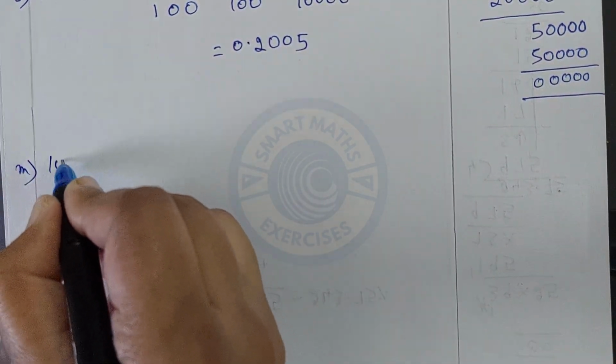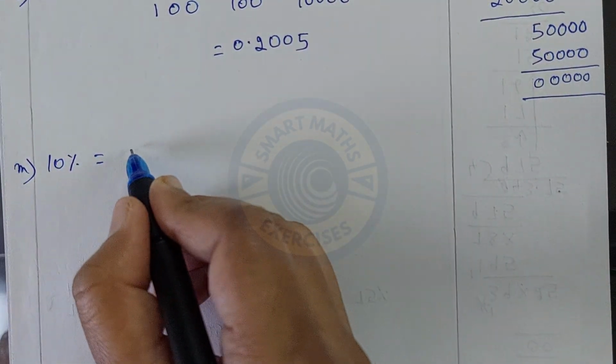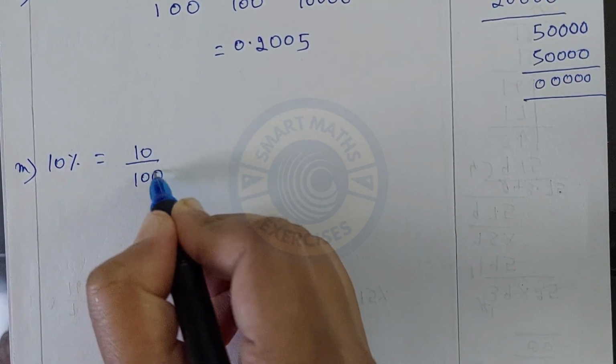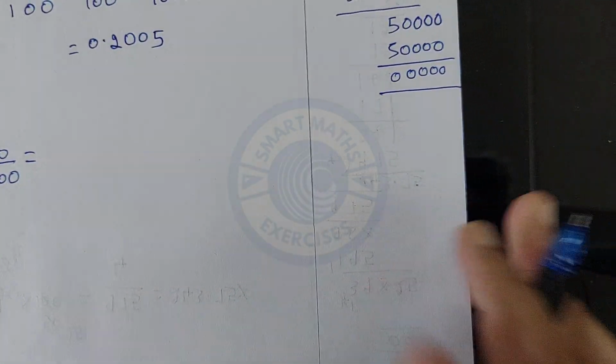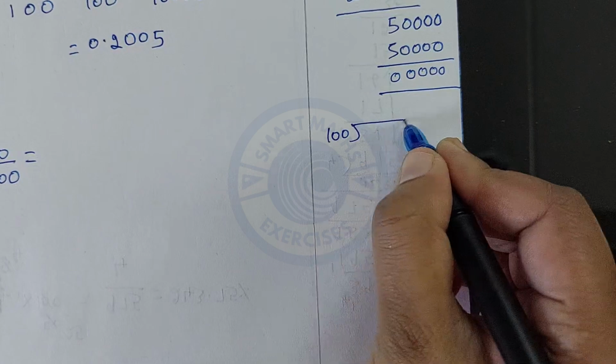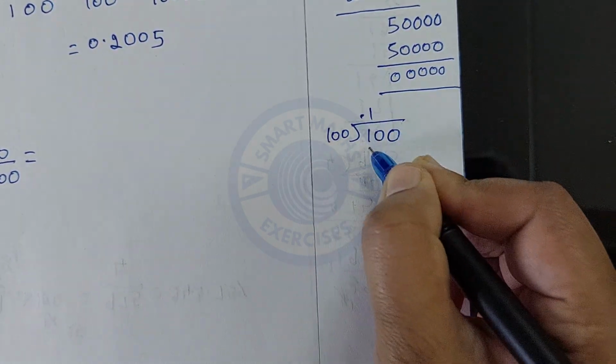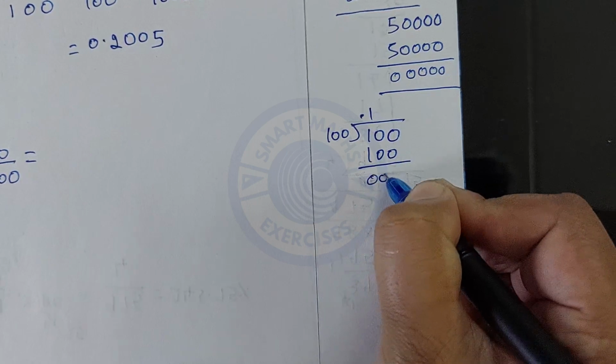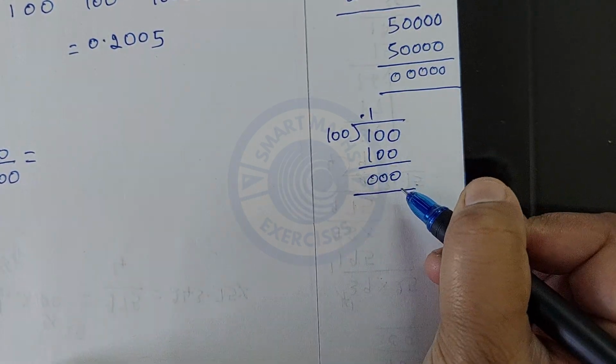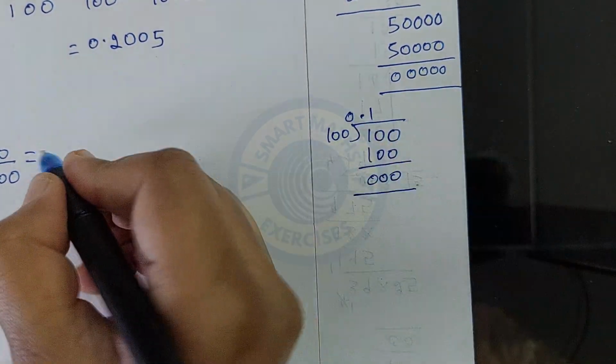Next question is M, 10%. So divide 10 by 100. 100 outside, 10 inside. Put a point, add a 0. 100 ones are 100. Subtract 100 minus 100, you get 0. So answer is 0.1.